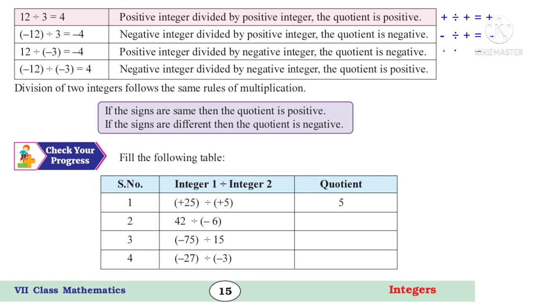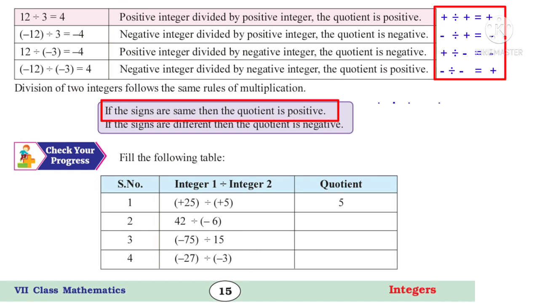Positive integer divided by negative integer, the quotient is negative. That is, plus divided by minus is minus. Negative integer divided by negative integer, the quotient is positive. That is, minus divided by minus is plus.